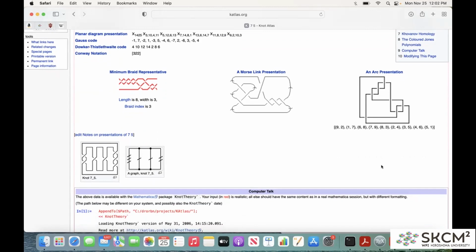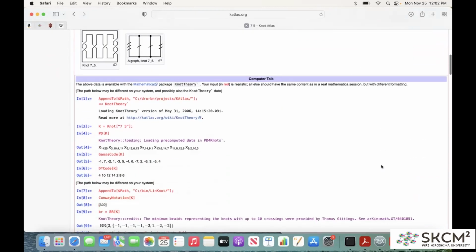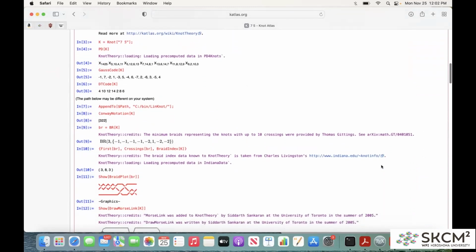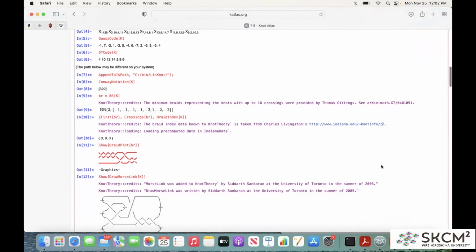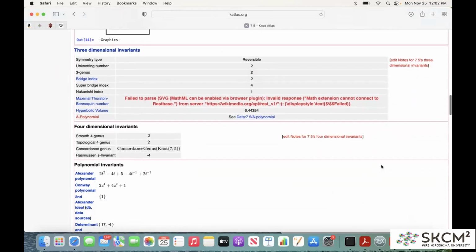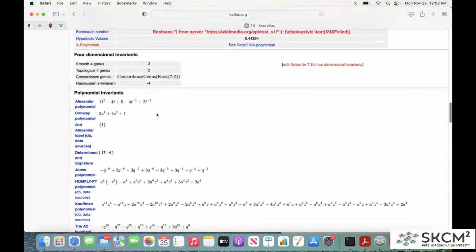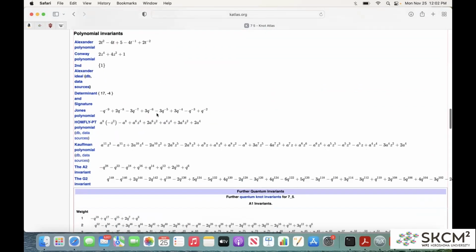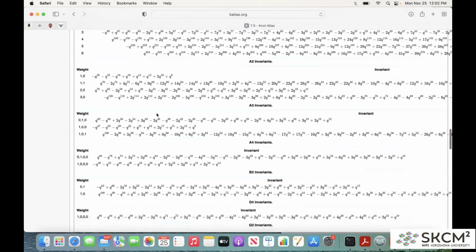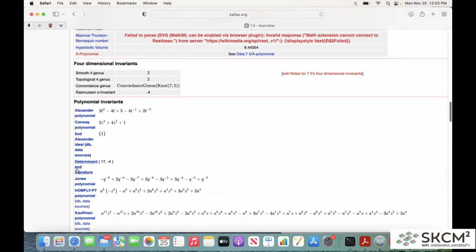So when you go to his tables, you'll see some various drawings. And then you will see what the computer tells you about it, the Gauss code, grades associated with it, and then polynomial invariants of the knot. And if you keep walking on down, you should find the determinant indicated. Determinant, there it is, 17. Determinant and signature. So you see here, he has listed that the determinant is 17.